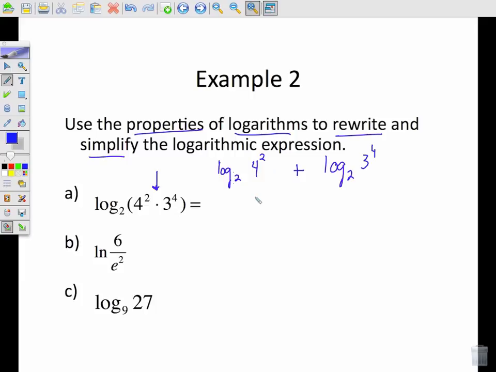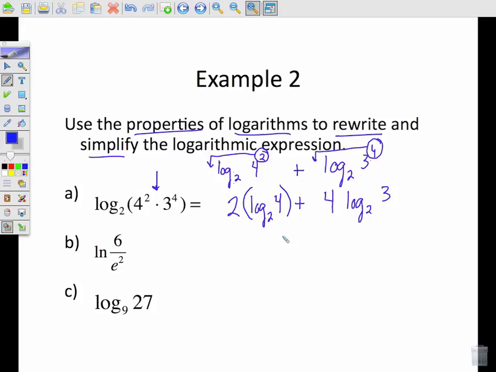Here we've got both powers. We've got 2 log base 2 of 4. And so what I do there is I take this exponent of 2 and I write it in front of the logarithm. And I'm going to take this exponent of 4 and I'm going to write it in front. Plus 4 log base 2 of 3.